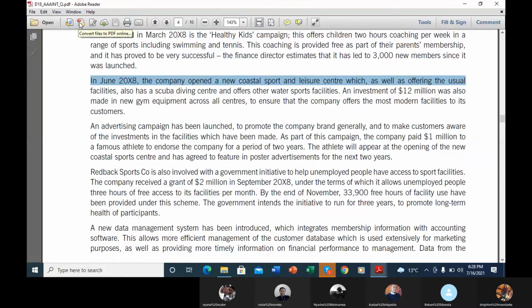Did you write capital investment? Yes, they've written. Okay, it's fine. Capital investment, then underline. Then the next thing, identify. An investment of 12 million was made in new gym equipment across all centers. That's good identification.